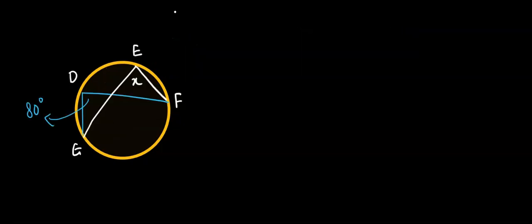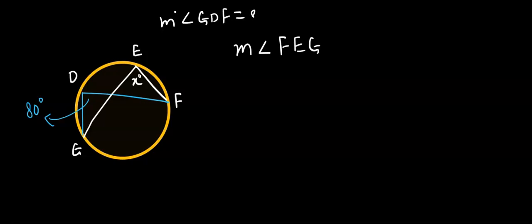Let us look at this question. It asks us, what is the value of x? The value of x is the inscribed angle, measure of angle FEG. And we're given the measure of angle GDF is 80. Both of them are inscribed angles.